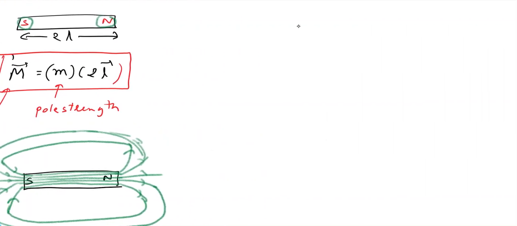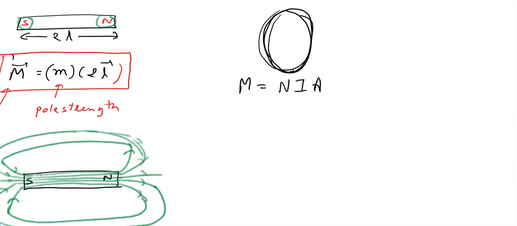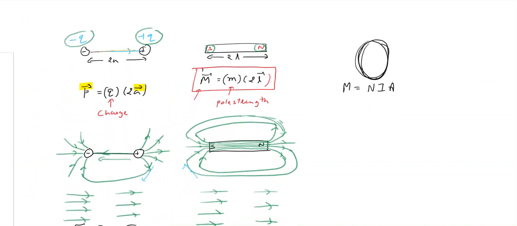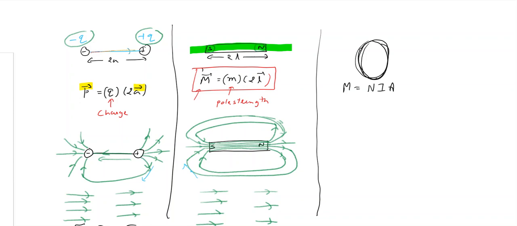We know that any current carrying loop, suppose you have N turns, and if it is carrying current I, then magnetic dipole moment of the current carrying loop can be defined as NIA. Now, see, electric dipole is giving us electric field, magnetic dipole is giving us magnetic field, but in case of magnetic dipole, you have two options. Which are the two options? You can produce magnetic field using a bar magnet, or you can produce magnetic field using a current carrying loop.